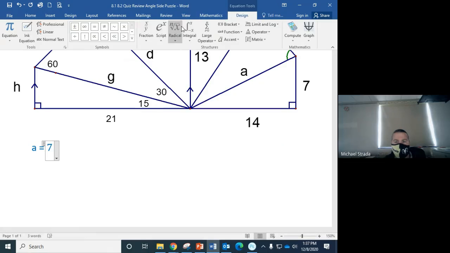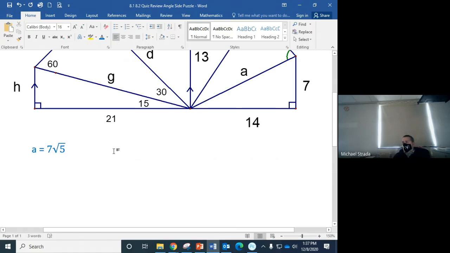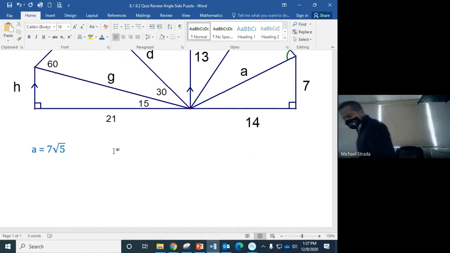7 square root of 5. Agree, disagree, or do you need it explained? Explain? No worries. Okay, so if I look at A, it's part of a right triangle where they give you two sides. So I'm going to use Pythagorean here. Now, don't get confused because of 14 and 7 and 30-60-90s. Number one, they don't give you any angle measures, and number two, they're in the wrong spot. So 7 squared plus 14 squared equals A squared.